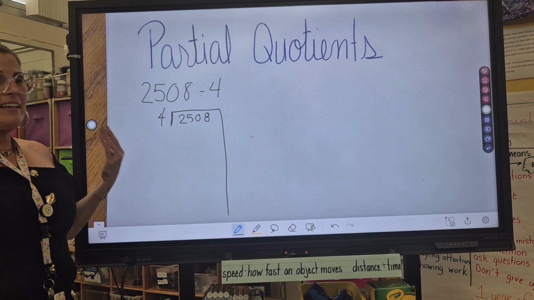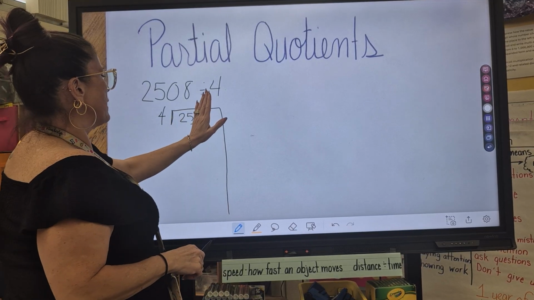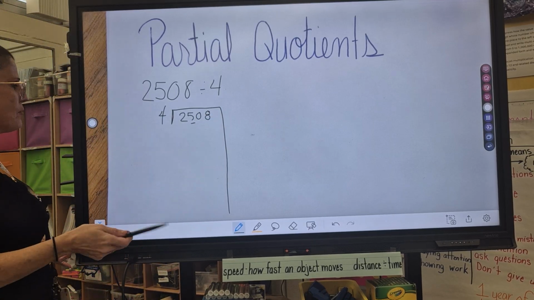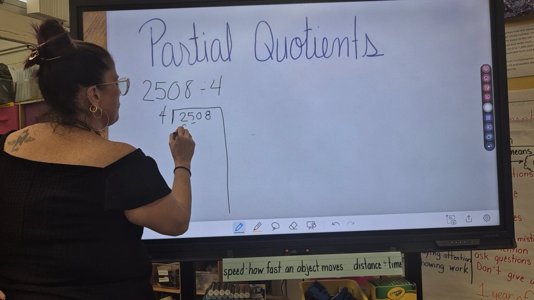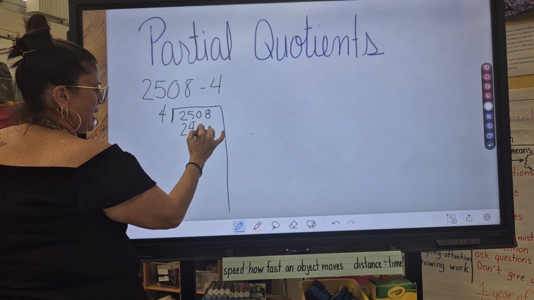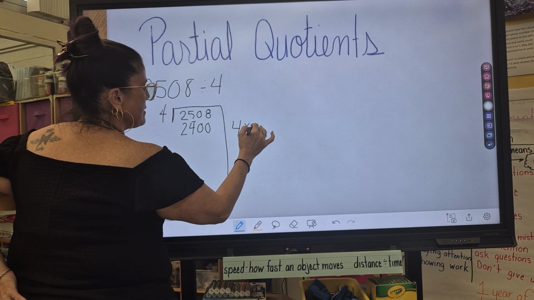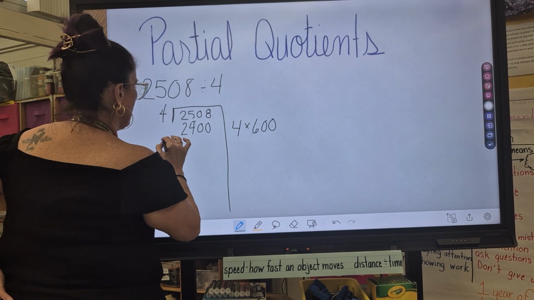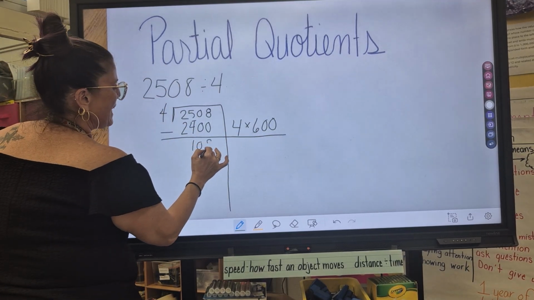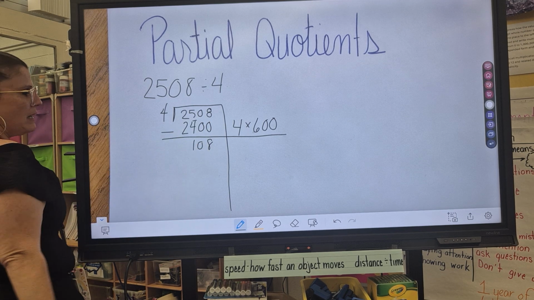Now, I'm thinking about the number 25. What times 4 gets me closest to 25 without going over? That's going to be 24. And obviously, since it's 4 digits, it has to be 2,400. That's 4 times 600, which equals 2,400. Now we do our subtraction here. That gives me 108, with 8 in my ones place, 0 in my tens, and 1 in my hundreds.